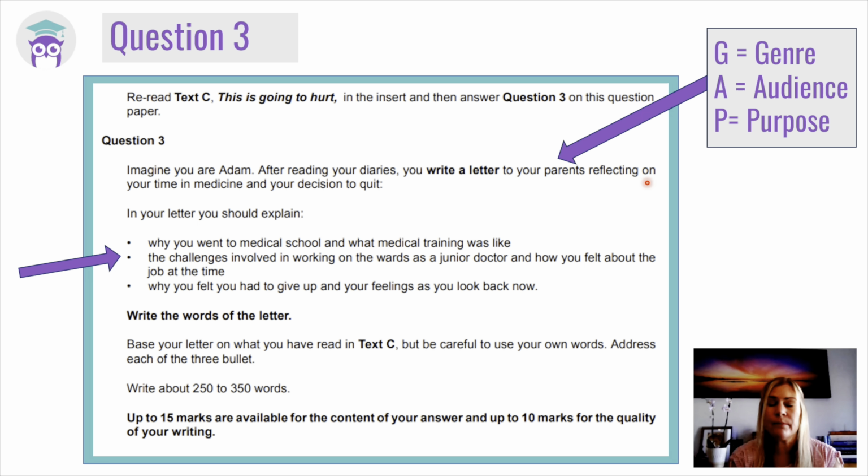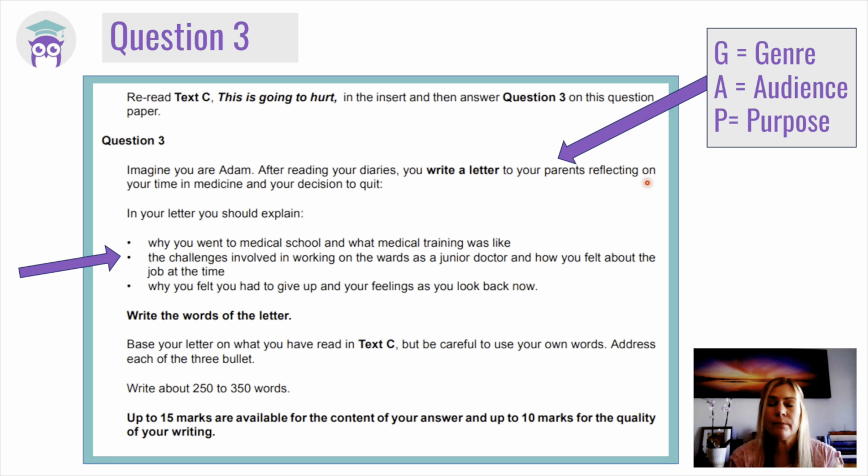And you'll notice when you're finding your material that it's relatively chronological. So this question in particular is lovely. Then we have write the words of the letter. So that's the base task. Base your letter on what you have read in Text C, but be careful to use your own words.